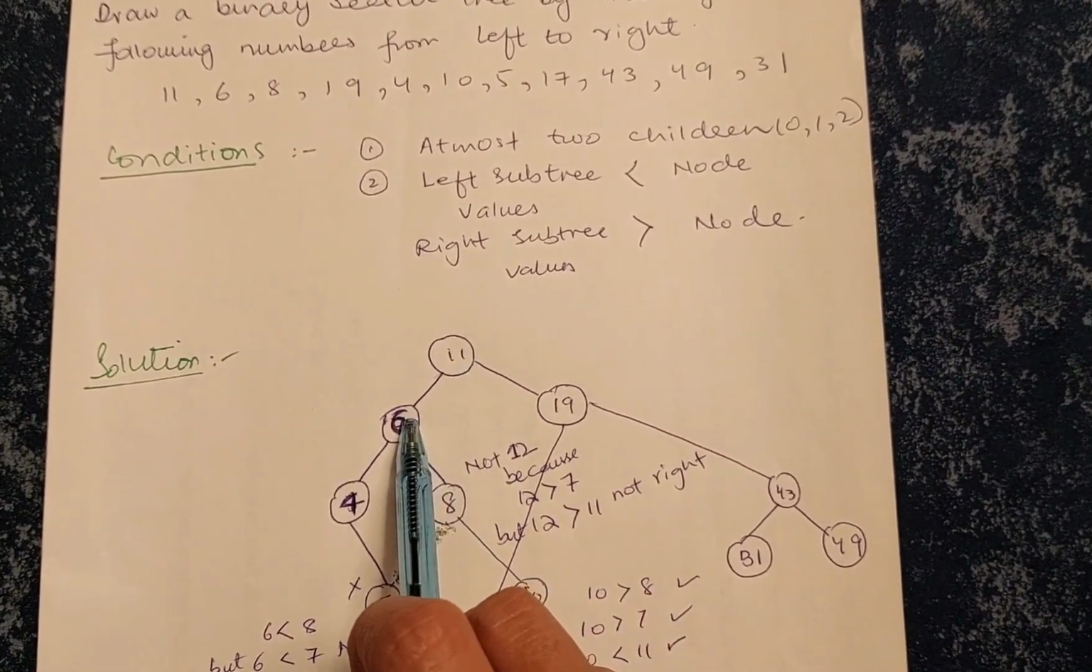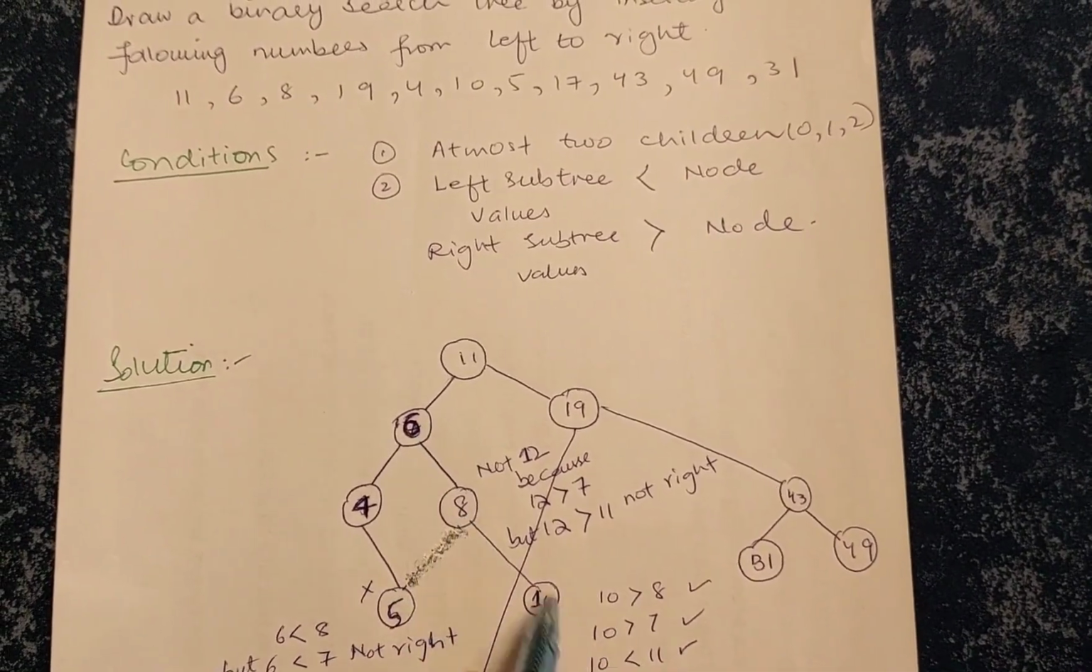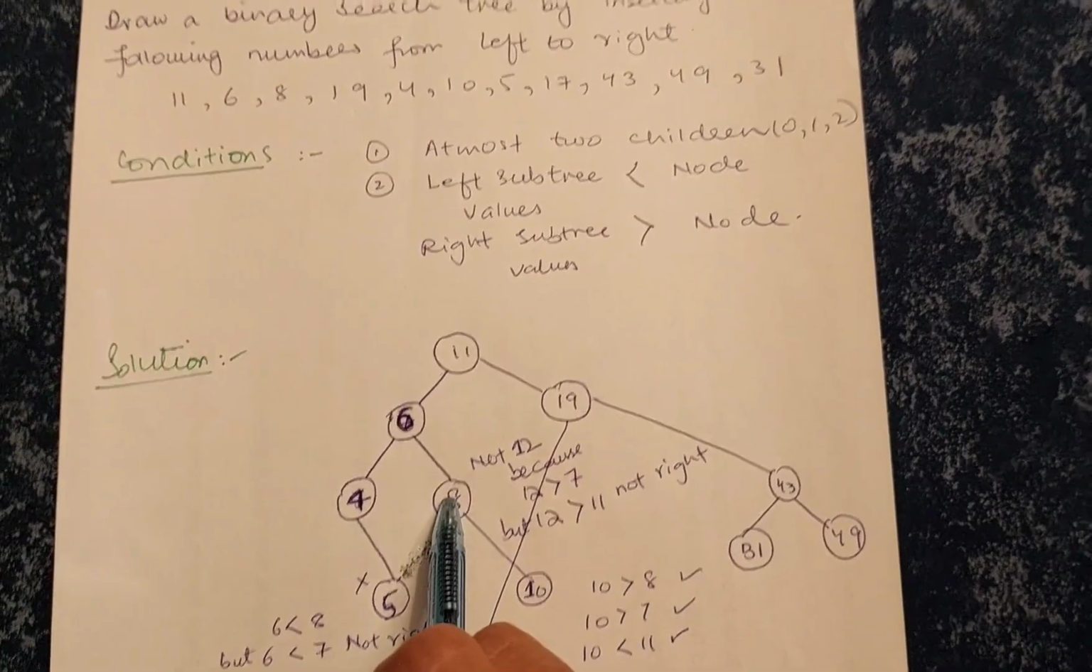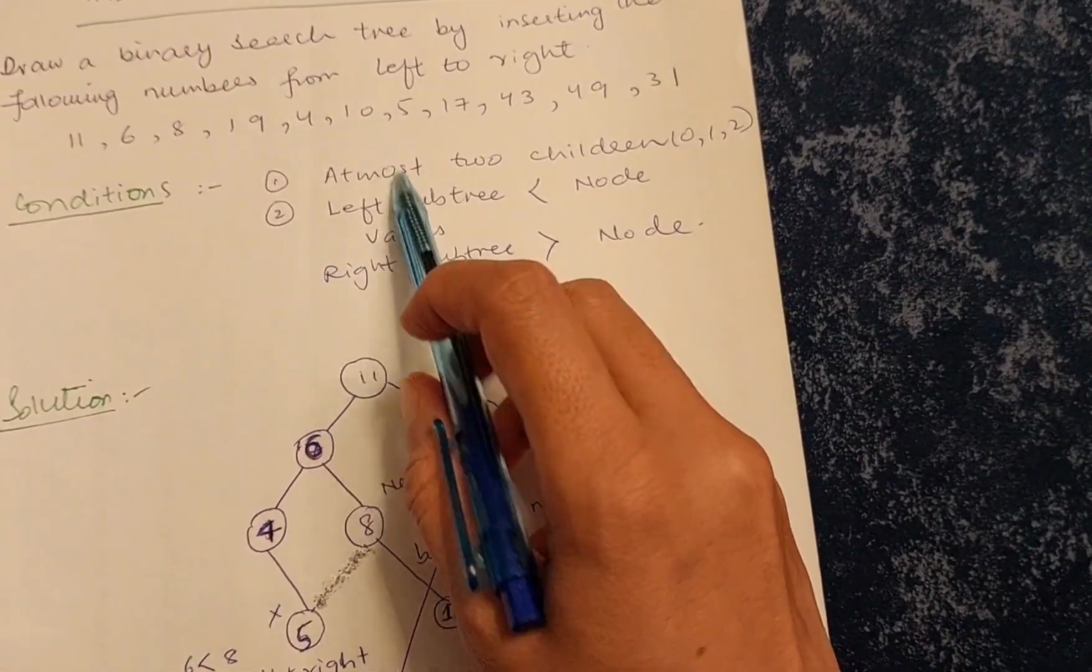Now why did you come onto the right side? Because this 10 is larger than 6, and this 10 is even larger than 8. Okay, so now come on to 5.